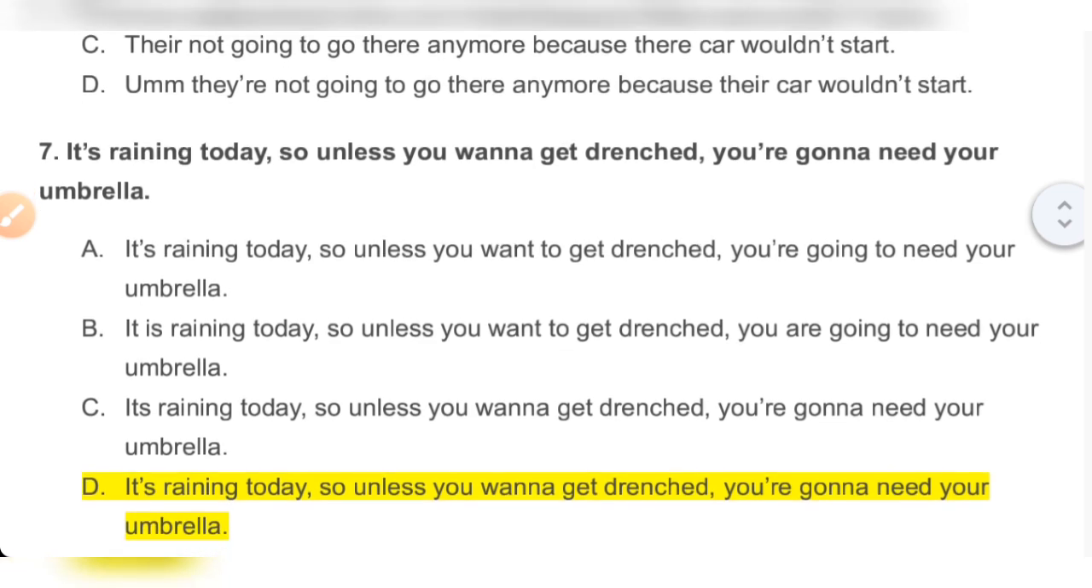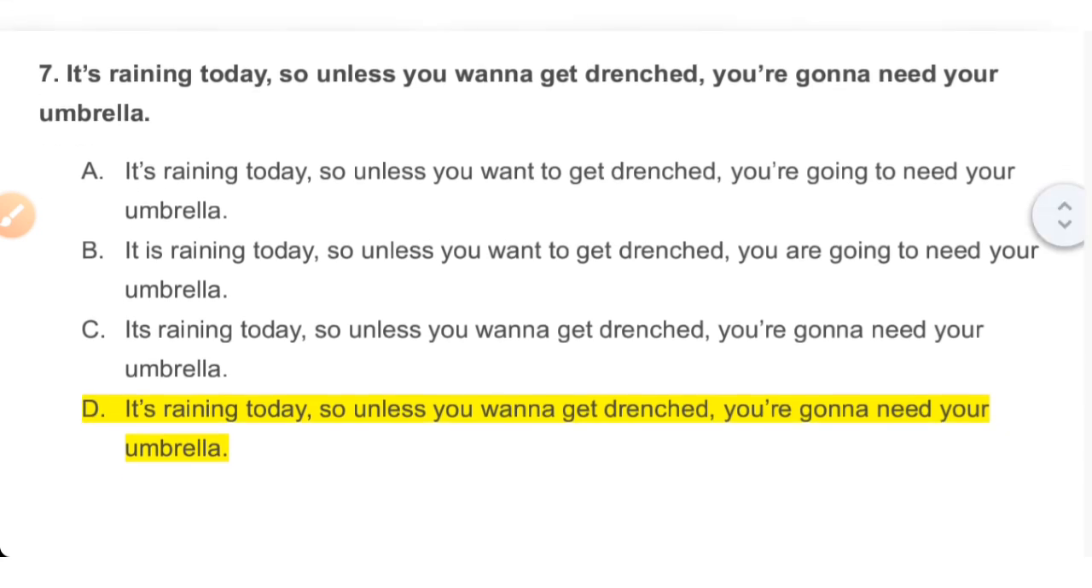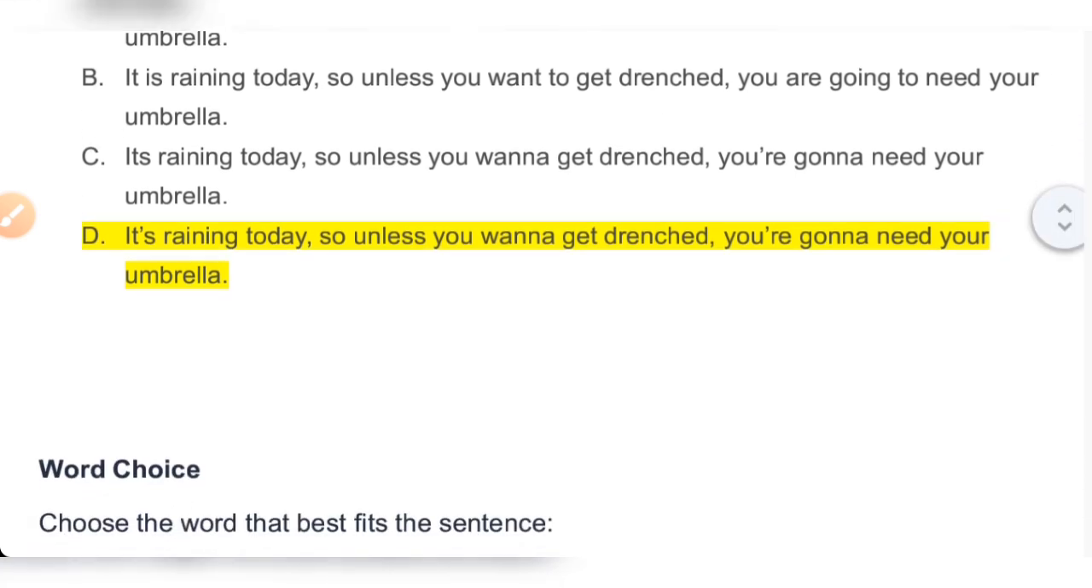Seventh question is: it's raining today, so unless you wanna get wet, you are gonna need your umbrella. So this question's answer is option D. Make sure to match this option with your question. So this D option is the correct option. This is the first part.